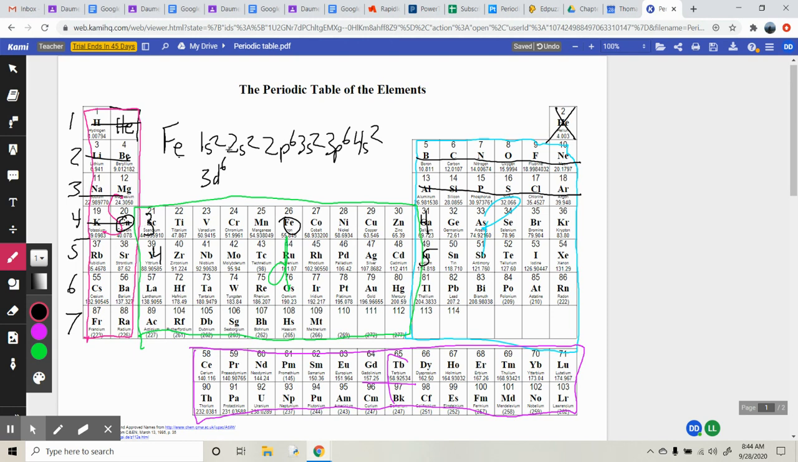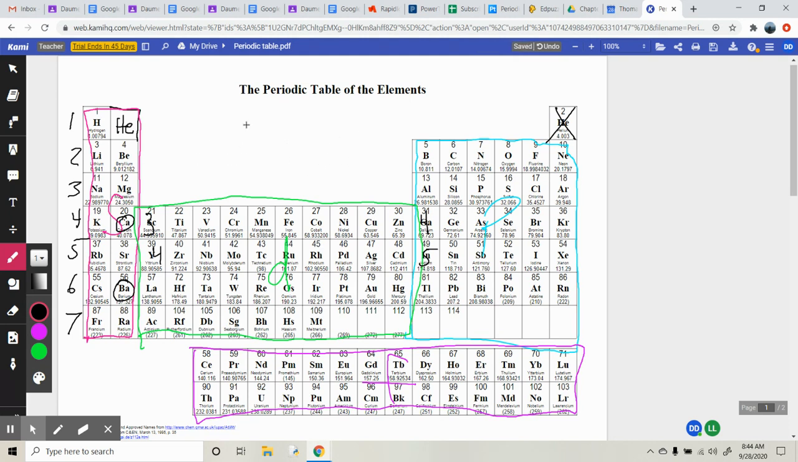All right. Now let's go ahead and do another example, but this time we're going to go a little bit lower to number 56, which is barium. Okay, I'm going to bury you in electron configurations. Haha. Okay, all right, so anyway, here we go. So we're at barium.